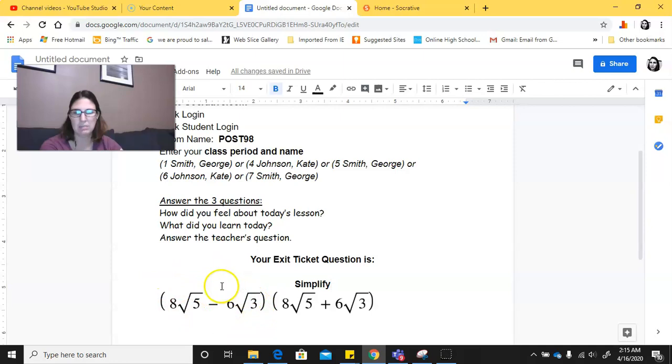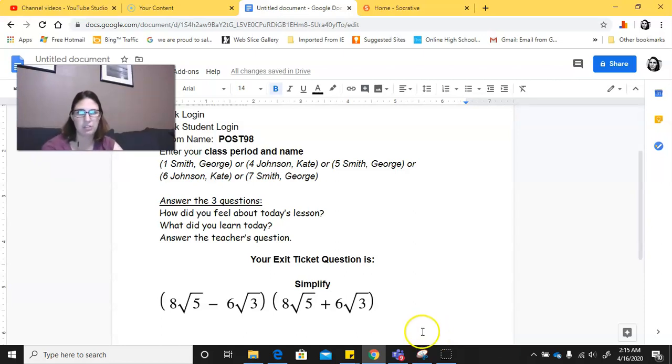You're going to multiply this binomial, 8 times the square root of 5 plus 6 times the square root of 3. So you're going to FOIL these out. You multiply them. You might get a messy radical expression, or you might get a single number. All right, so go ahead and work that out.